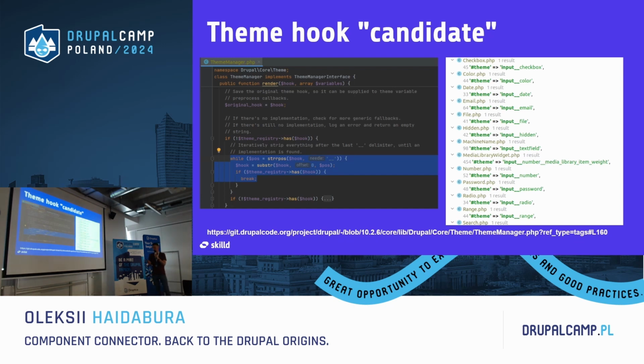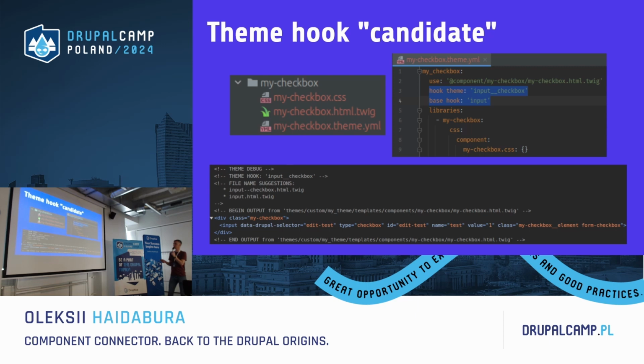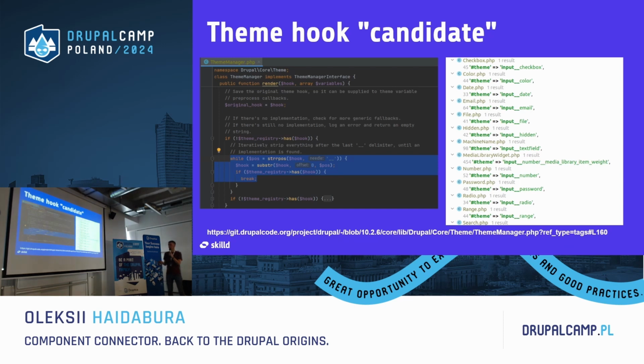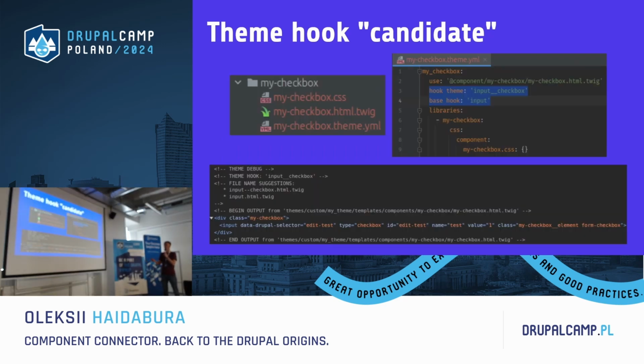What is happening? Drupal core has a hook theme substitution. So basically, when Drupal finds this sign, how is it in English, I don't remember. Drupal core will try to scan if such a theme hook is registered in the theme registry. If this hook exists in the theme registry, the Drupal core render process will use it. Otherwise, it will fall back to the theme hook which is called input. Okay? Is it clear?